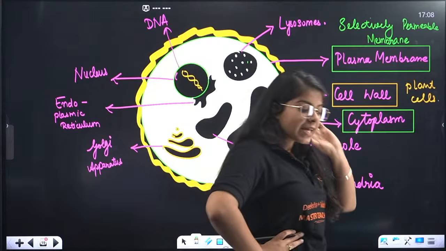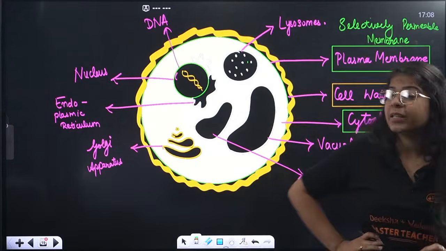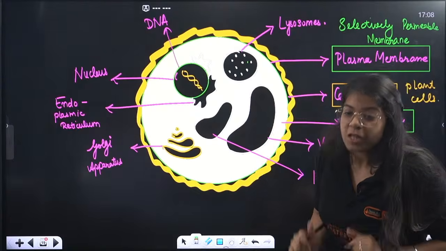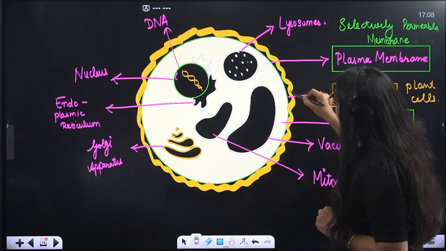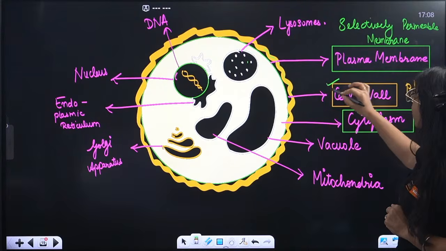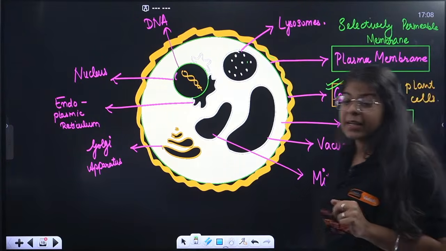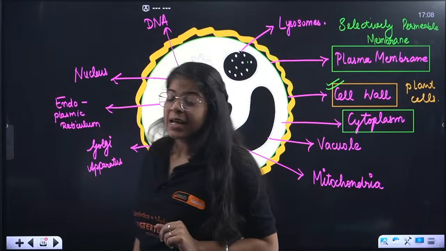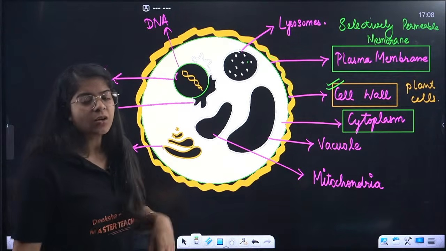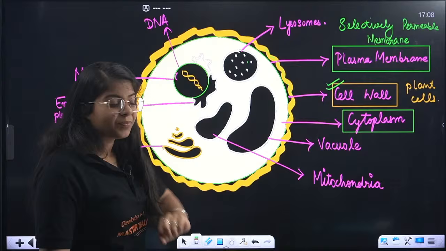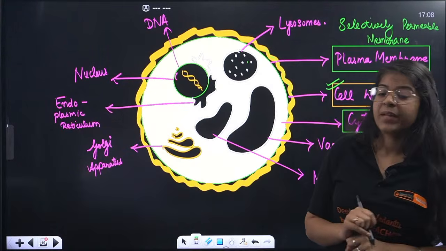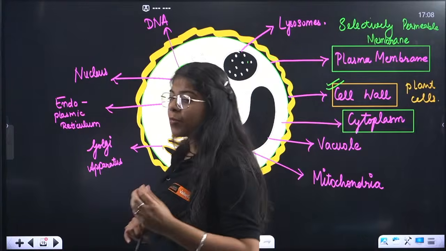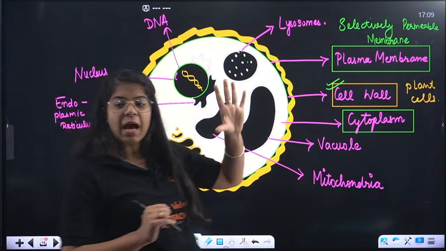So the cell wall is actually the outer covering of the plasma membrane. This yellow color part you see is called the cell wall, and it is only present in plant cells, or bacteria or yeast. But it is not present in animal cells. Do you know what is the name of the cell wall of a plant?